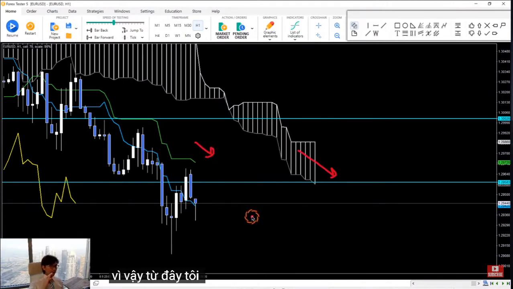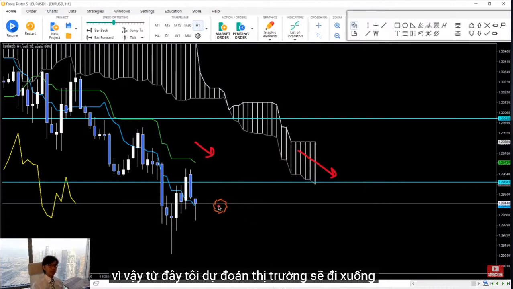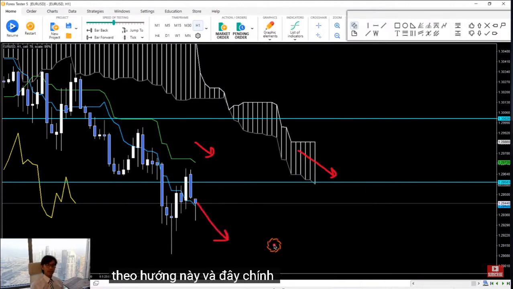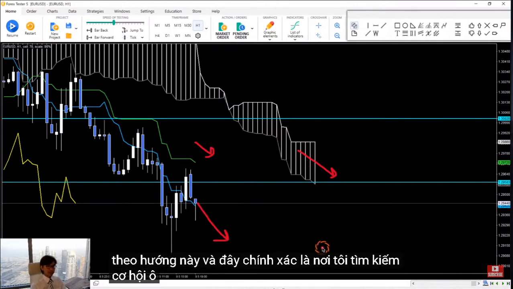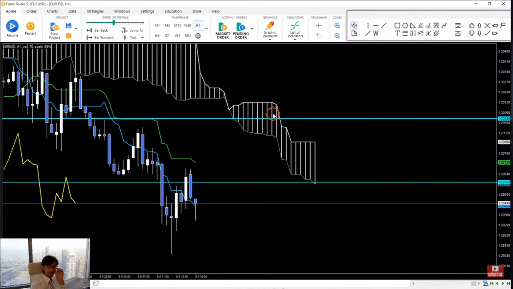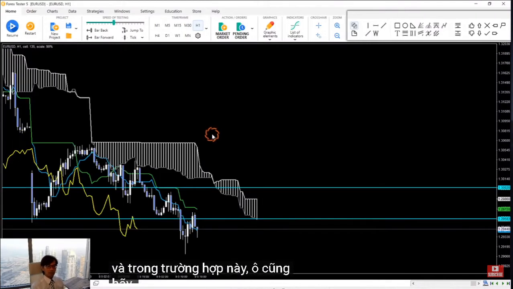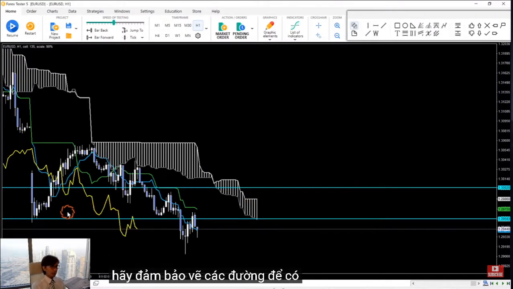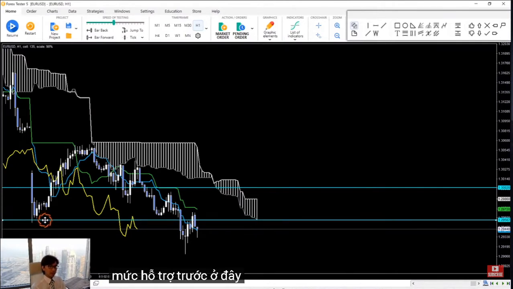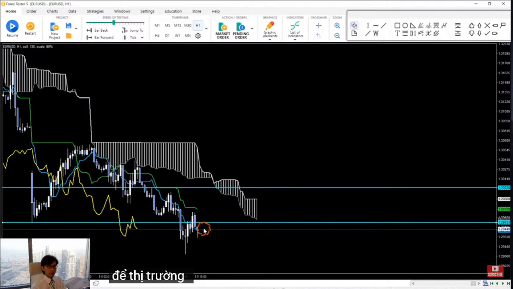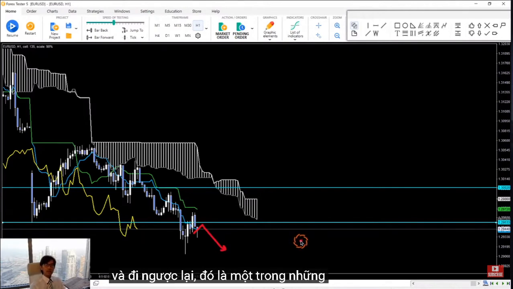So from here, I expect the market to go down this way. And this is exactly where I look for the sell chance. And in this case, also make sure to draw lines. So there is a previous support level here. So the market might test the support level and goes backwards. That's one of the scenarios.